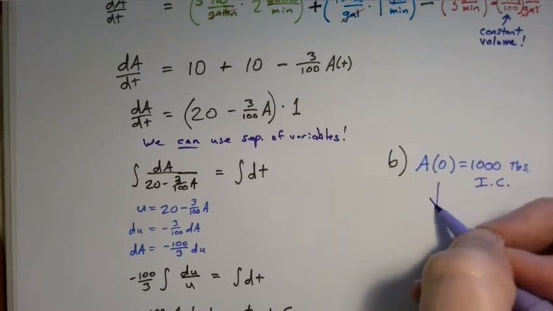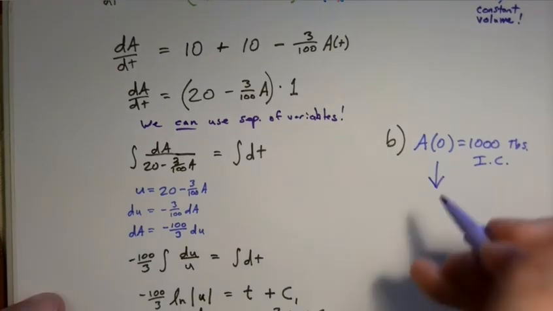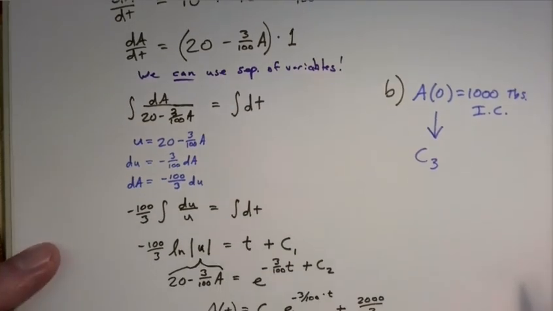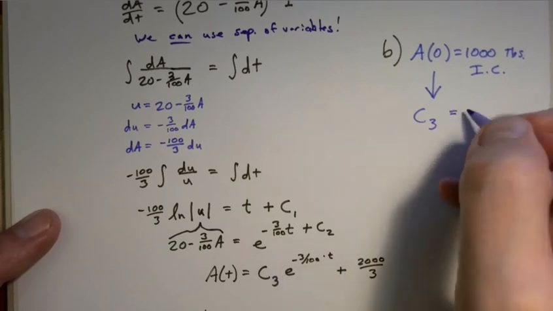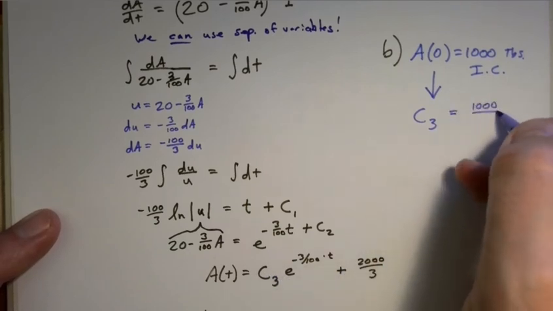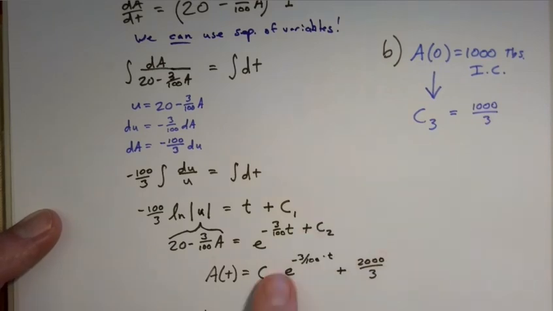And I can use that to find out that C3 in my equation down here is actually equal to 1,000 over 3. Now I could do that just by subbing in the value for A of 0 is 1,000, T equals 0, and then calculate it that way. But Maple did it for me, and so I'm not going to complain.